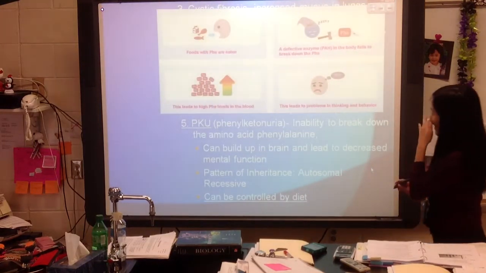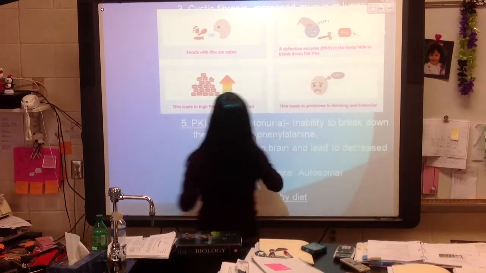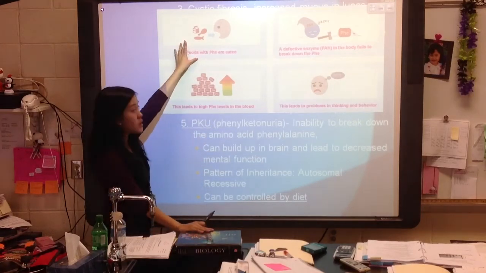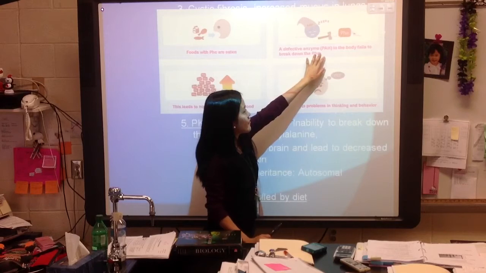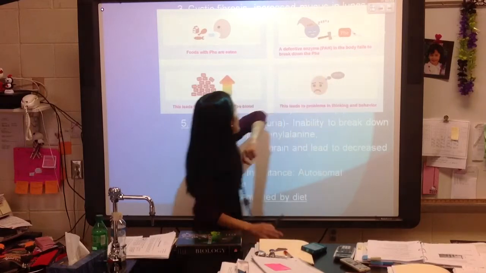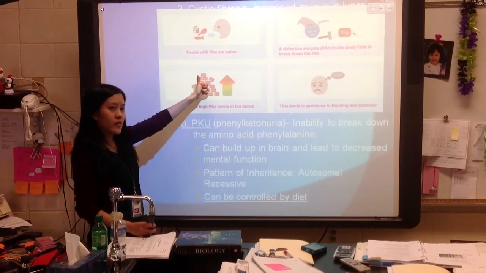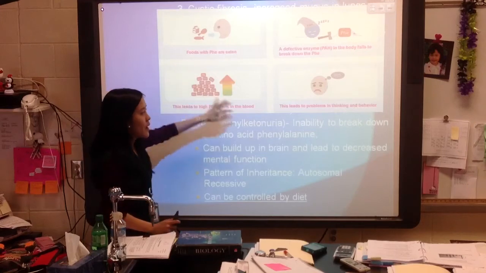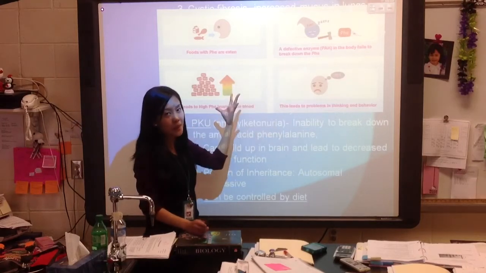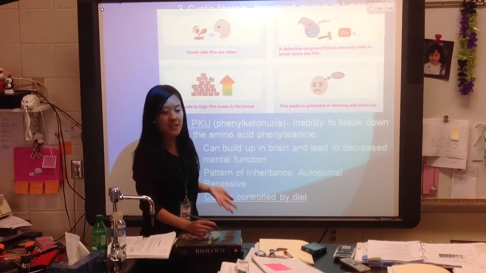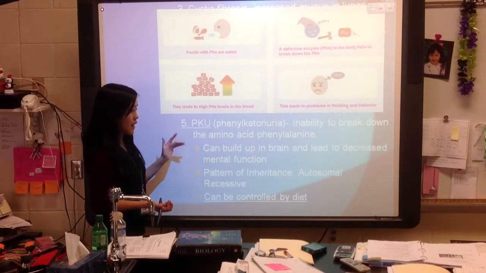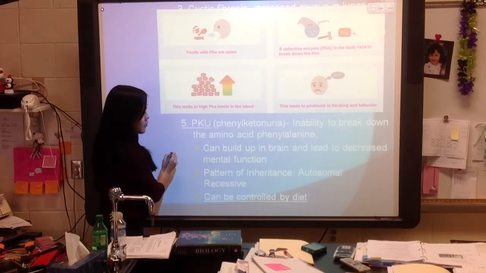So here's a little picture describing PKU. What happens is a person that eats foods with phenylalanine in it, for example, a baby drinking milk, has a defective enzyme, an enzyme that doesn't break down the phen, or the Phe, right here. Eventually you have high levels of it in your body, so it starts building up. And then it leads to problems in thinking and behavior, so it affects your brain. So in a baby, the baby doesn't know that this is happening, and unless the family knows, they won't know to not allow the child to have a diet with phen or Phe in it.